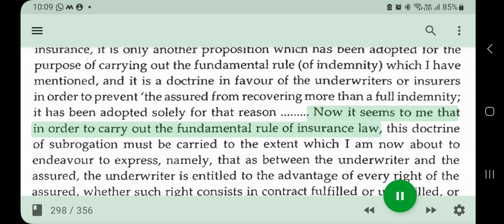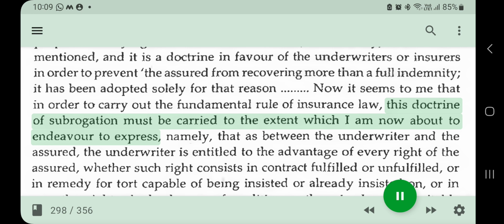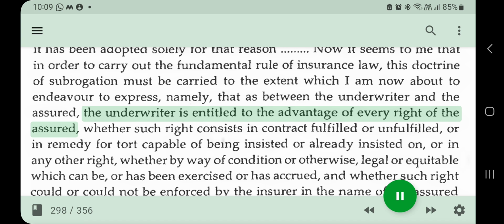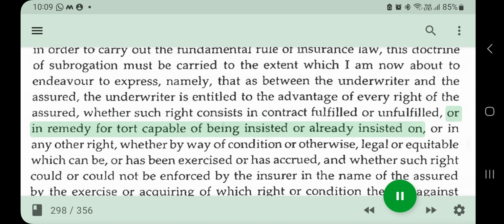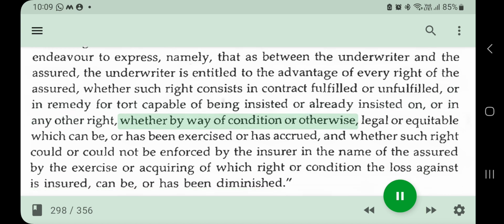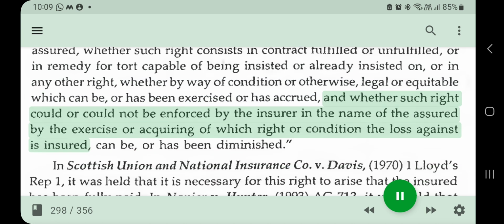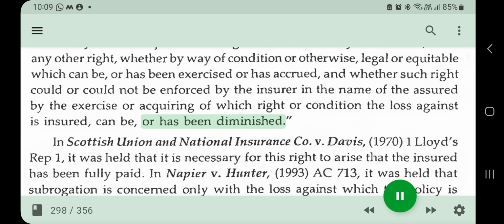Now it seems to me that in order to carry out the fundamental rule of insurance law, this doctrine of subrogation must be carried to the extent which I am now about to endeavor to express, namely, that as between the underwriter and the assured, the underwriter is entitled to the advantage of every right of the assured, whether such right consists in contract fulfilled or unfulfilled, or in remedy for tort capable of being insisted on or already insisted on, or in any other right, whether by way of condition or otherwise, legal or equitable, which can be, or has been exercised or has accrued, and whether such right could or could not be enforced by the insurer in the name of the assured, by the exercise or acquiring of which right or condition the loss against which the assured is insured can be, or has been, diminished.